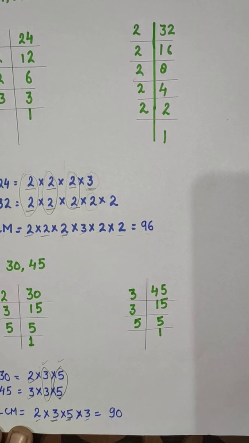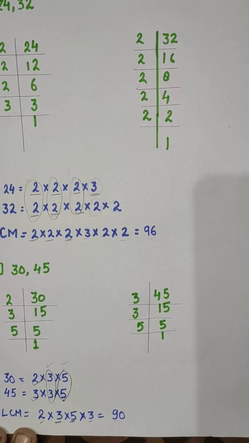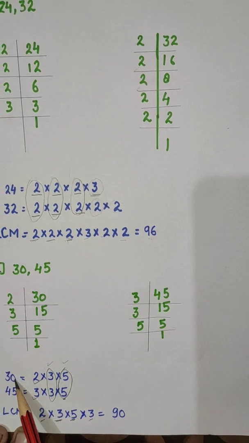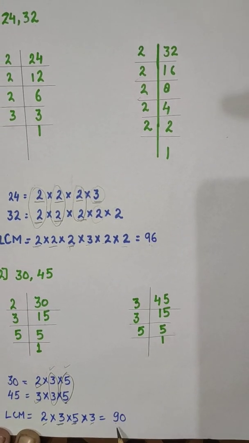So by the prime factorization method, we find that the LCM of 30 and 45 is 90.